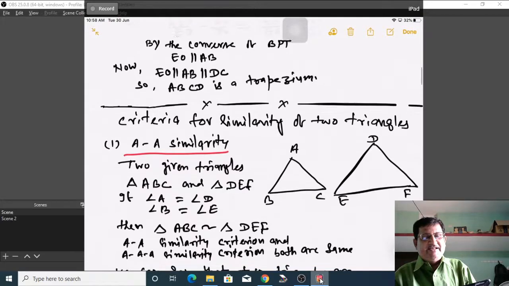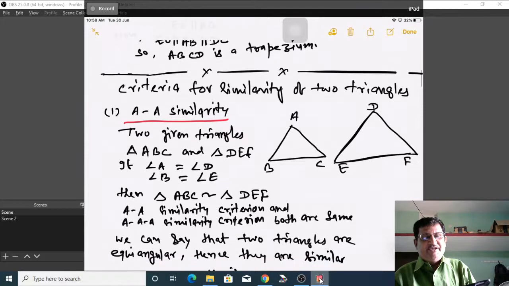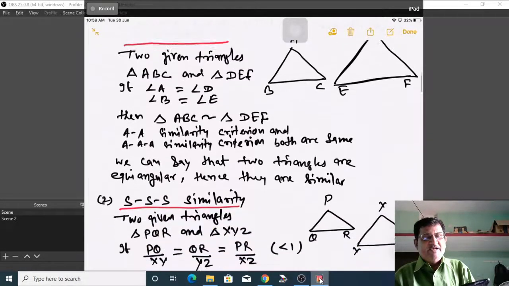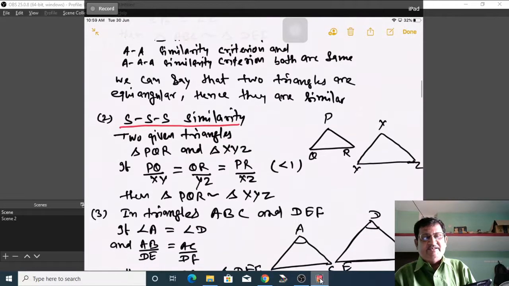Two given triangles ABC and DEF. If angle A is equal to angle D and angle B is equal to angle E, then triangle ABC is similar to triangle DEF. This is called AA similarity, or AAA similarity also. Both are the same. We can say that two triangles are equiangular, hence they are similar.